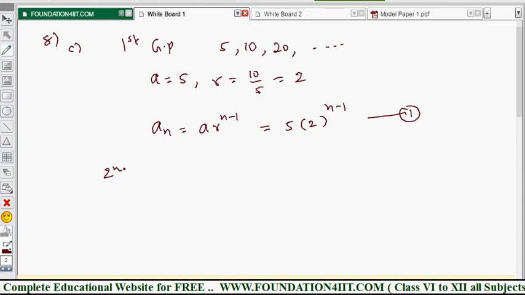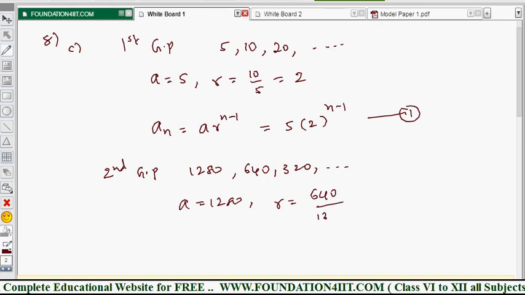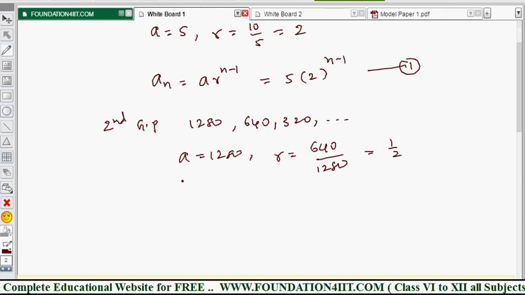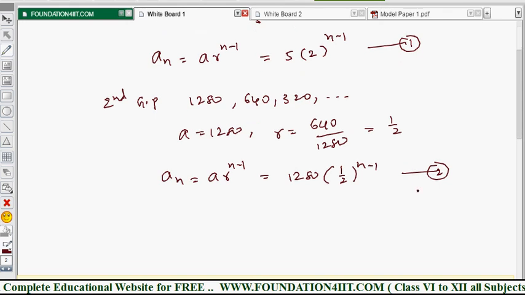And the second geometric progression sequence is given: 1280, 640, 320 and so on. If you observe here, the first term is 1280 and the common ratio is 640 by 1280, that is 1 by 2. And in this case the nth term a n is equal to a into r power n minus 1. Here a is 1280 and r is 1 by 2, power n minus 1. This is the second equation. As per the question, both statements must be equal.